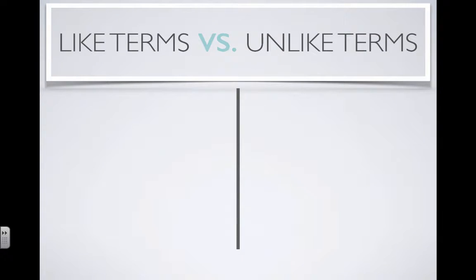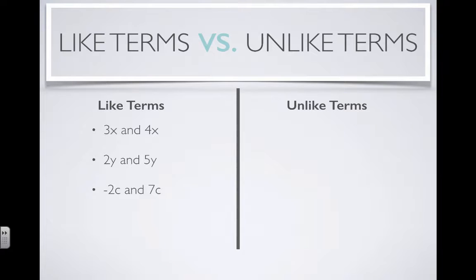Let's take a look at the difference between like terms and unlike terms. Here's a few examples of like terms. Since 3x and 4x are the same, they both have x's, then those are going to be like terms. And same thing with these two examples. We have two y terms and two c terms, so those would be able to combine.